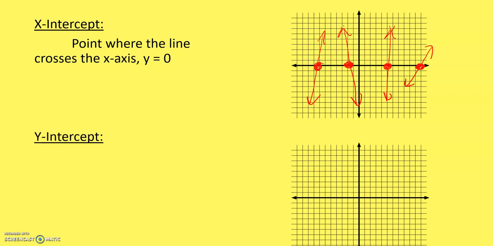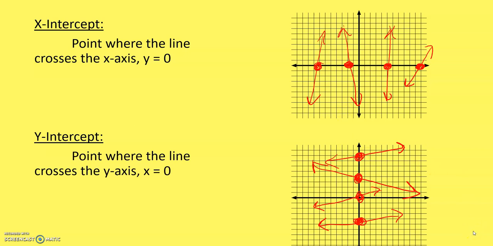The bottom graph, we're going to talk about the y-intercept. And again, all these points are on the y-axis. They are the y-intercept, and they all have the same x value. The y-intercept is the point where the line crosses the y-axis. x equals 0.